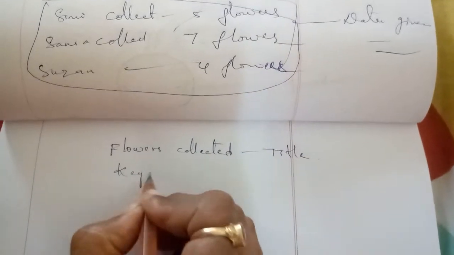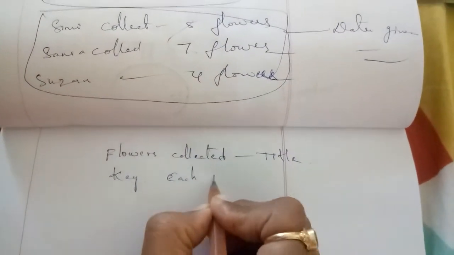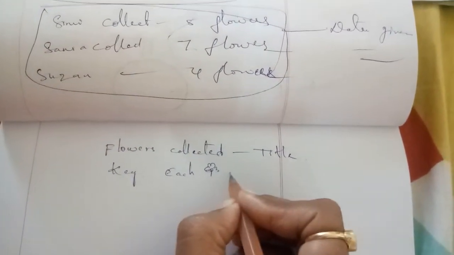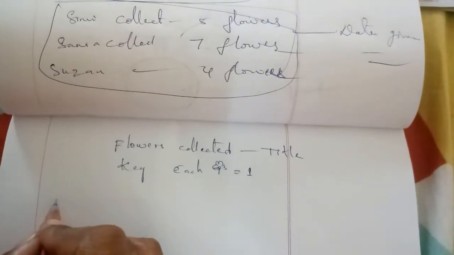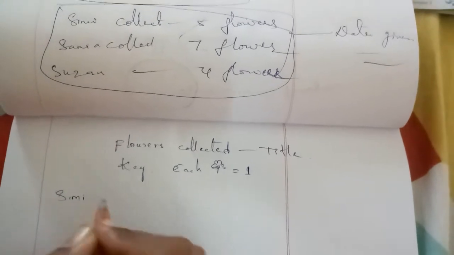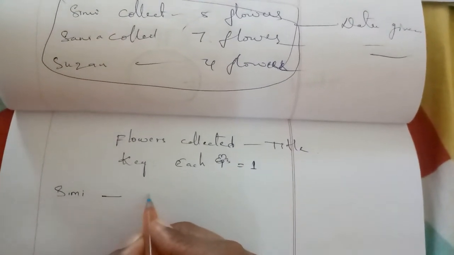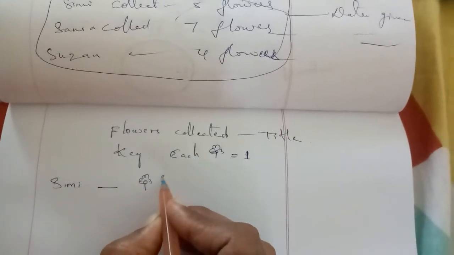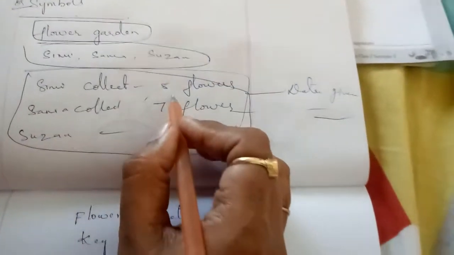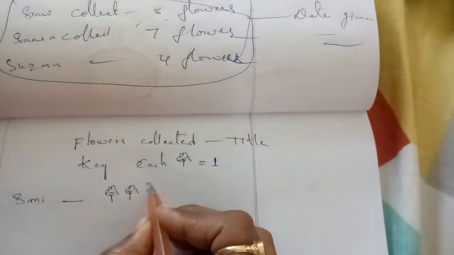Keep each flower equals to 1. Each flower is equal to 1. Now Simi collected how many flowers? 5. So we need to draw how many pictures? 5 pictures. So we need to draw 5 flowers.